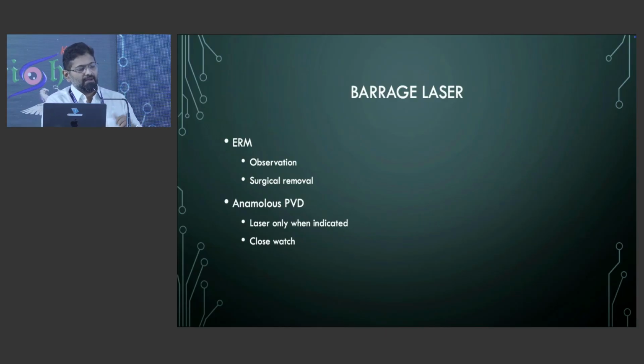Now, another thing is anomalous PVD. Like I think Dr. Shishir already mentioned, many times when a patient comes to you, you examine the patient, you see lattices. Now comes the question, what do you do next? There are certain indications when you do the laser. One, if the patient is undergoing any eye surgery, suppose a patient with lattice is undergoing a cataract surgery.